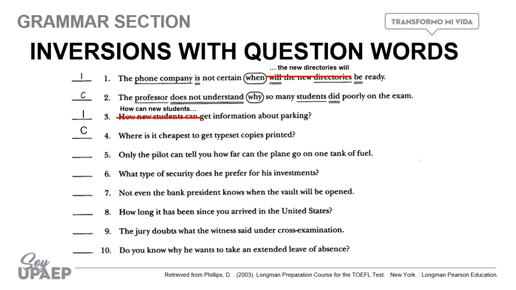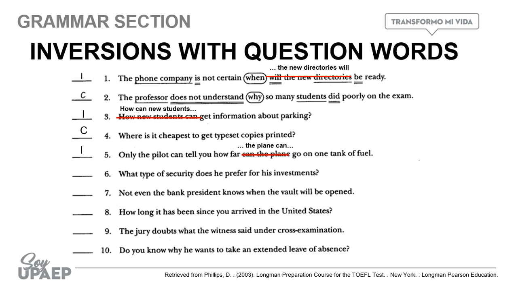Okay? Number 5, only the pilot can tell you how far can the plane go on 1 tank of fuel. Correct or incorrect? The sentence is incorrect. Is there a clause before the question word? Yes. The clause is only the pilot can tell you. So we don't need an inversion, so everything goes back to its place. Only the pilot can tell you how far the plane can go on 1 tank of fuel.